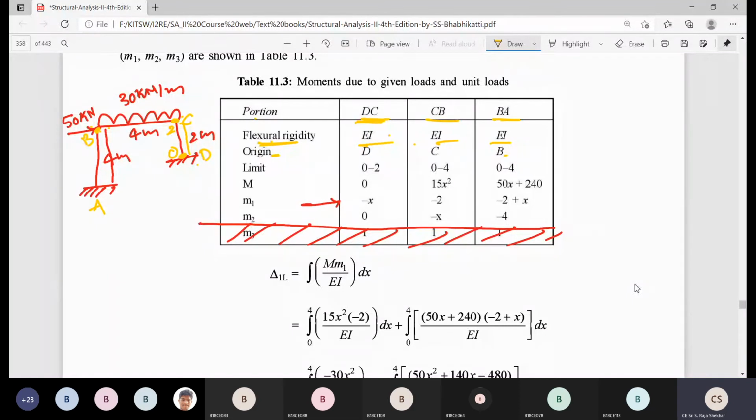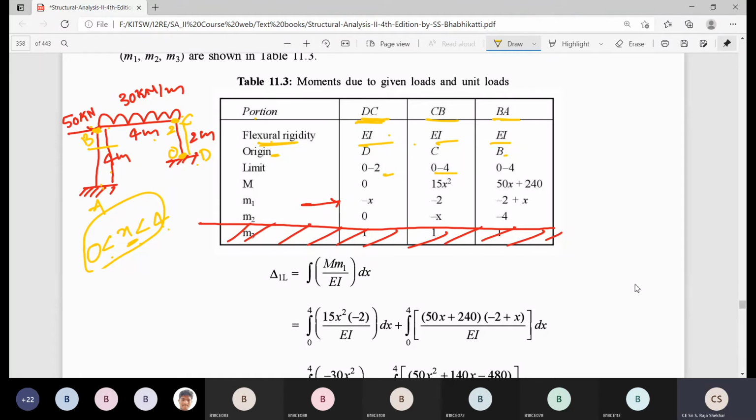The limit for CD is 2 meters, for CB is 4 meters, and for BA is 4 meters, because if you take B as origin, it varies from 0 to 4 meters. If you take a section in this BA member, X varies from 0 to 4. So the limit is 0 to 2 for the CD member.